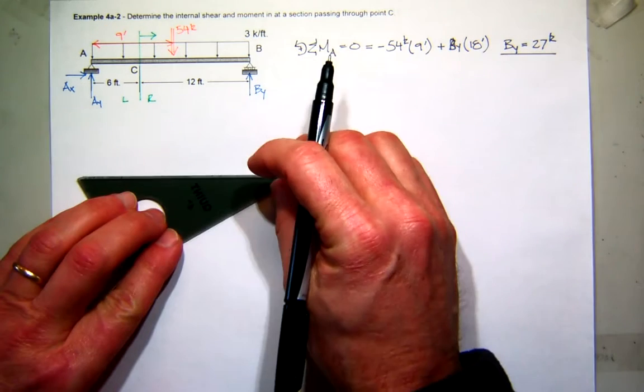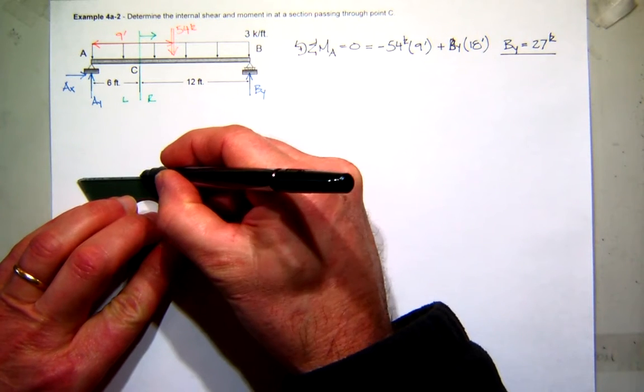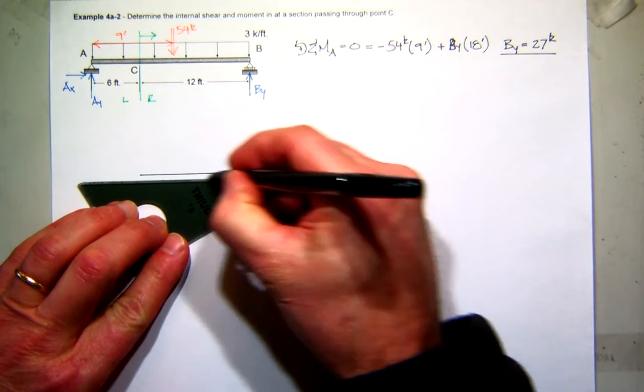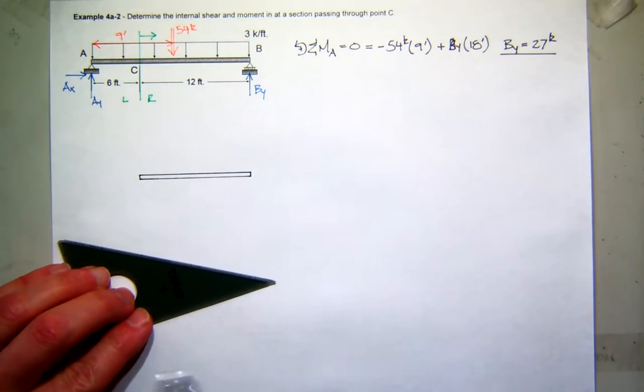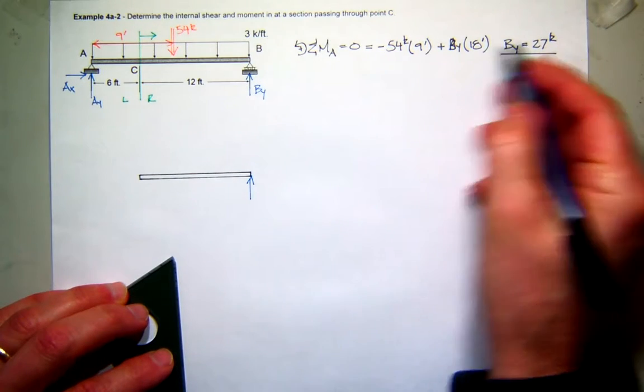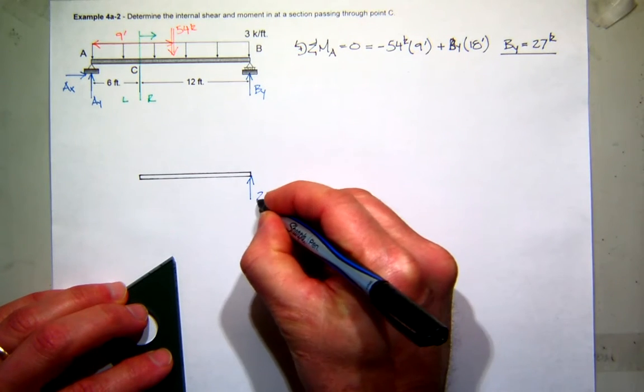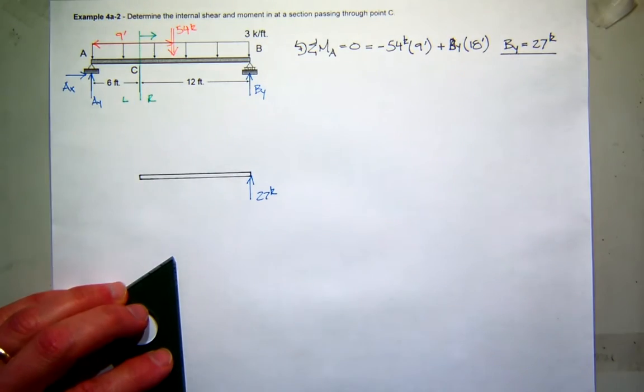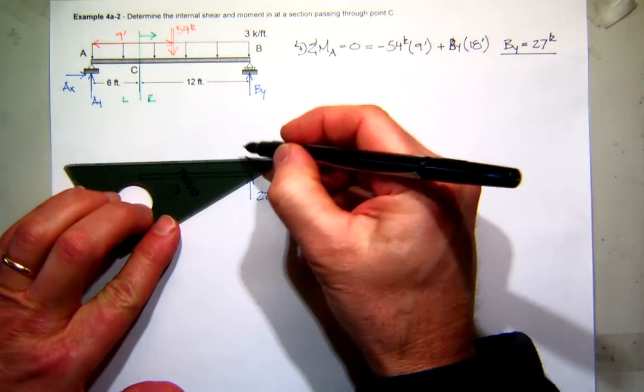Now with that information, I can come down here and draw a free body diagram of the right-hand side that I mentioned before. I know BY, we just found it. I got a positive value, so I assumed the right direction, so that's 27 kips. I have my distributed load.